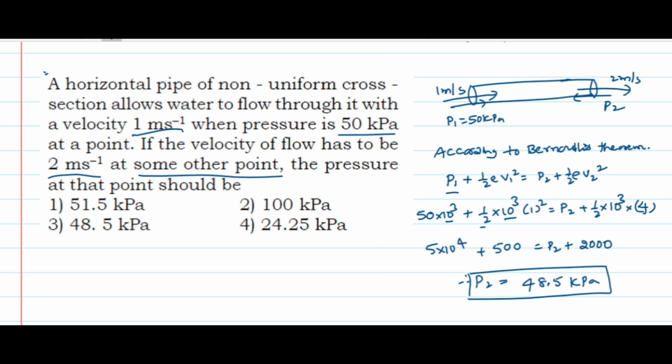In terms of 10 power 3, this will be 50 kilopascal plus this value 1 by 2, which is 0.5 kilo, which will be equal to P2 plus 2 kilo. So this value P2 will be equal to 50 minus 1.5, all the values in kilo, so you will be getting 48.5 kilopascal.